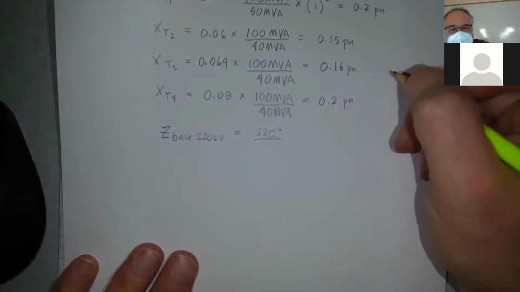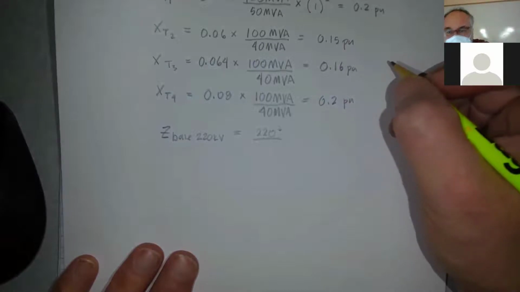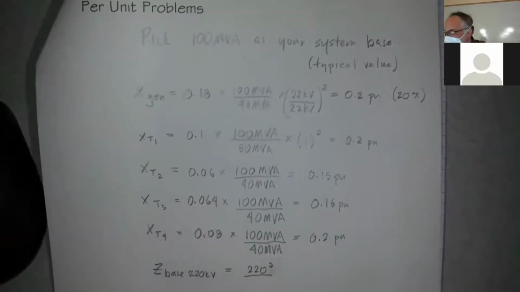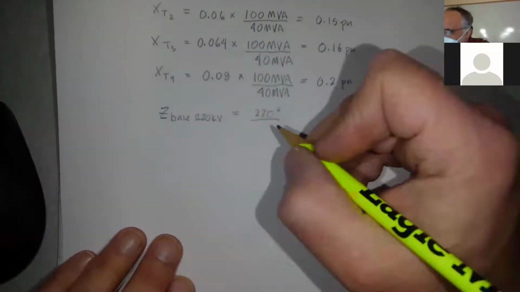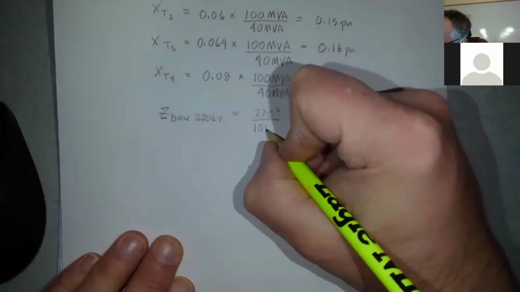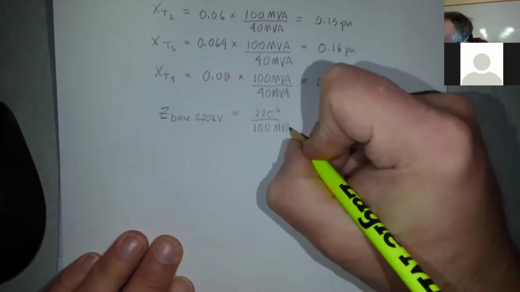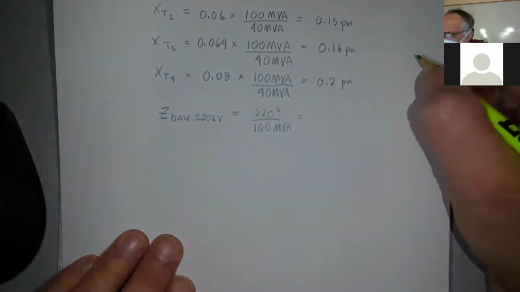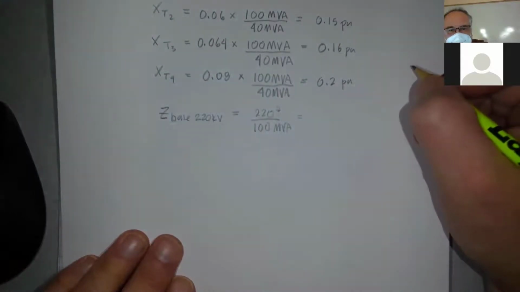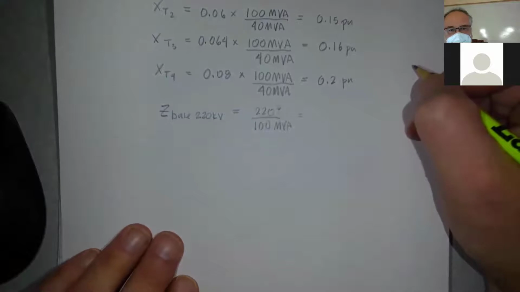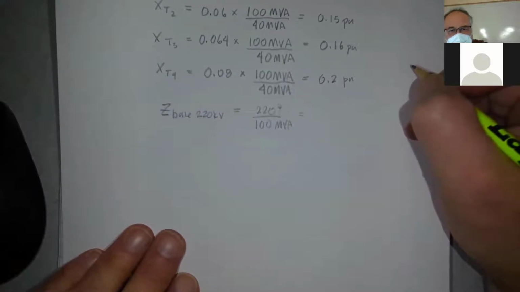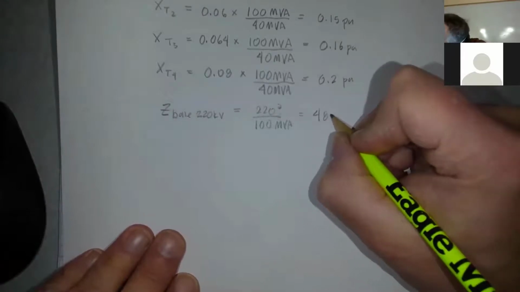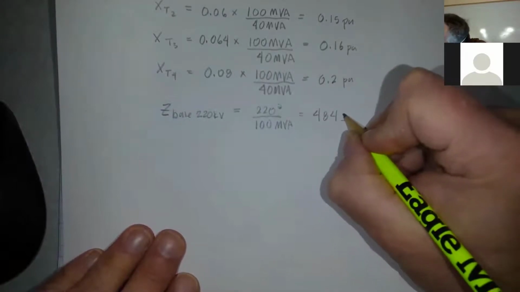what's our MVA base? Remember, 100 is our base. So everything has to be on the same base, otherwise you can't add them up. Okay. So what do we get for that? 484, and that would be ohms, right?